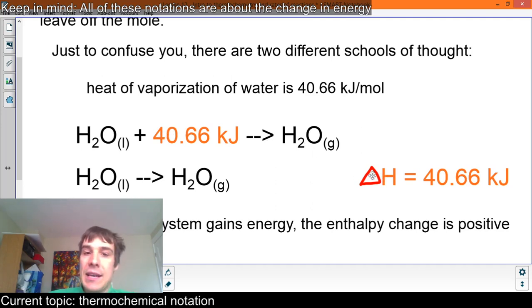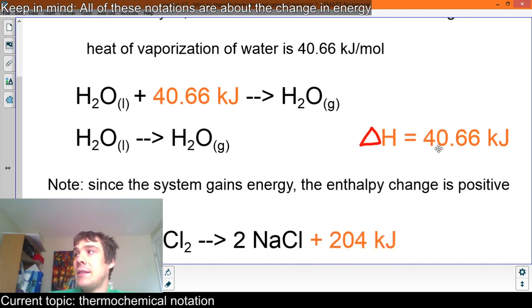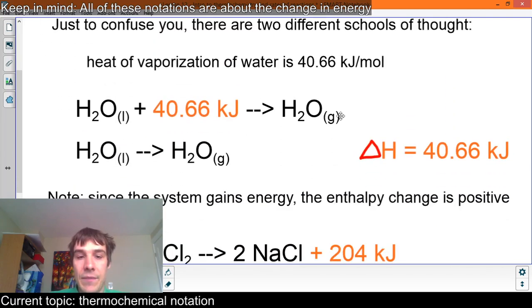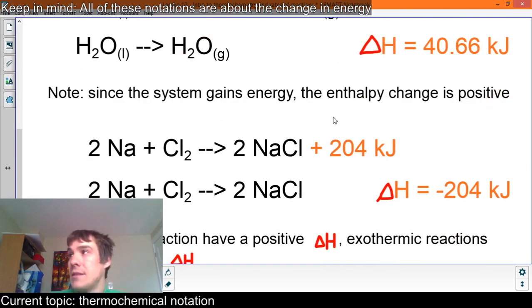The other option is to have a delta H value outside of the reaction, right? So just write the reaction normally, and then on the outside is delta H. And here it's a positive number, right? The system gains energy. These chemicals are gaining energy, and so the delta H is positive. Energy is going into the system. So delta H is for the system. So the system gains energy.